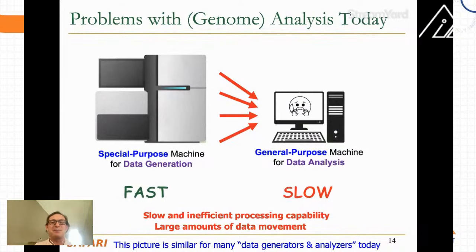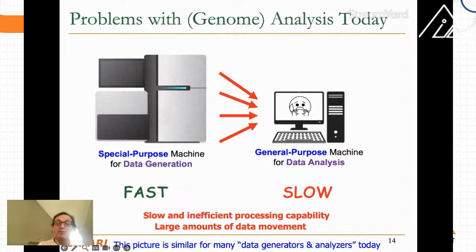Let me generalize the problem a little bit. I've shown you this machine. This is the Illumina genome sequencing machine. Basically, this is a special purpose machine that can generate data really fast. It's specialized. And then what we do is we move the data, we cause a lot of data movement out of these machines, and feed it to a general purpose machine for data analysis. So we have a mismatch over here, but this general purpose machine is not specialized for the data that we're generating. As a result, it's slow.